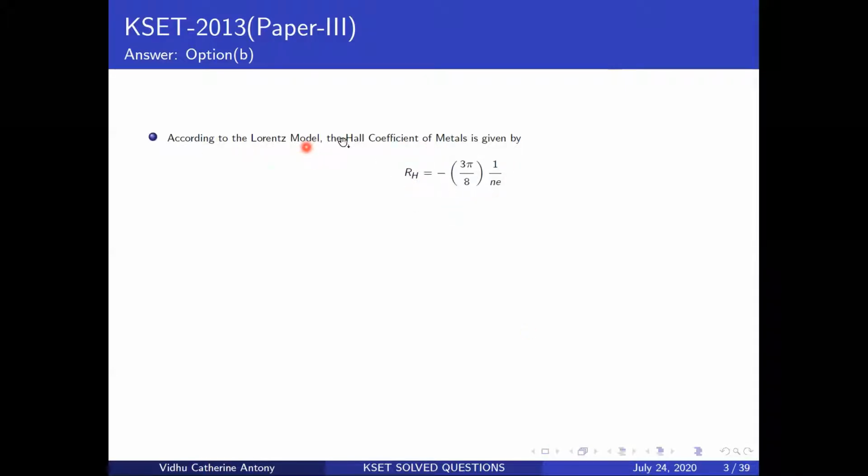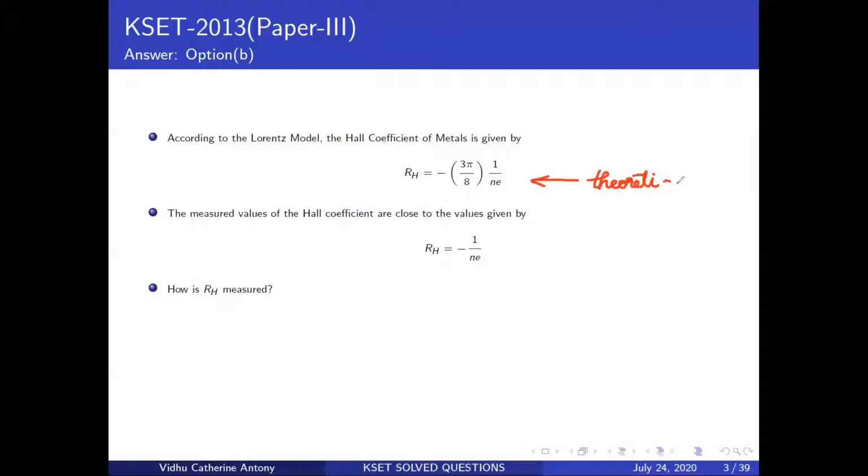According to the Lorentz model, the Hall coefficient of metals is given by RH = -3/8 × 1/Ne. Now the measured values of the Hall coefficient are close to the values given by RH = -1/Ne. So basically this is your theoretical, and this is something that you look at experimentally. Experimentally the values are going to come close to this. This is the actual value that you should be getting.